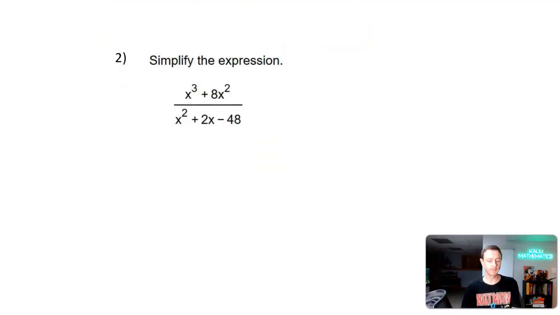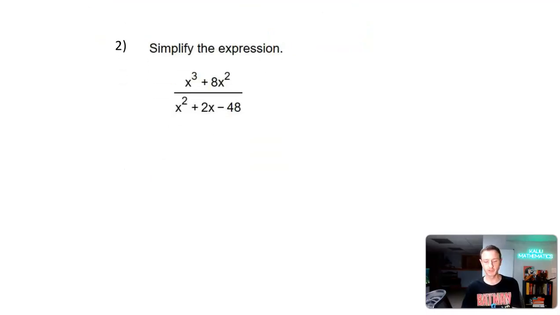Now we're going to simplify. So simplifying these expressions, the first thing you want to do is just look to factor. Just see if you can factor, then you can condense it down. On the top, x to the third plus 8x squared, I could take out x squared. So I'm left with x plus 8.